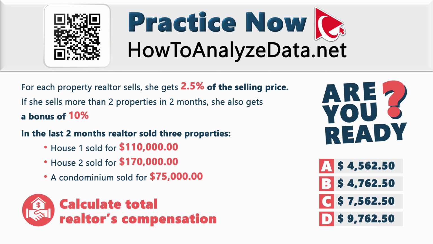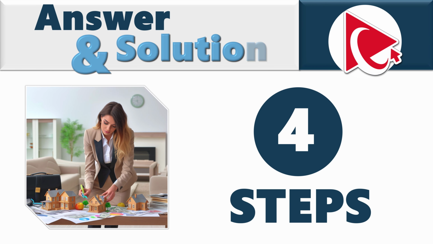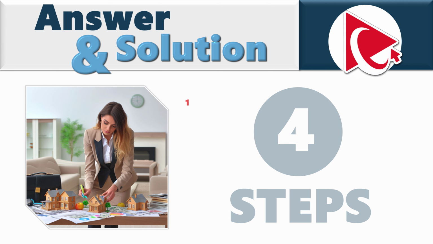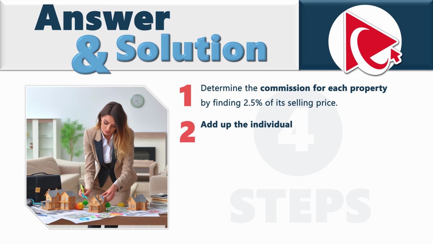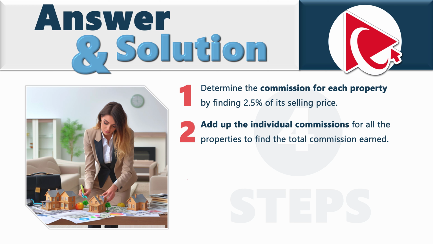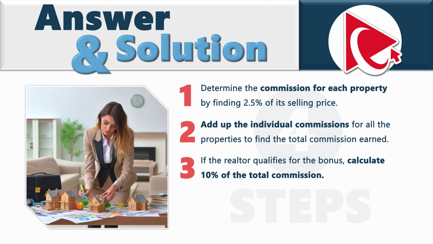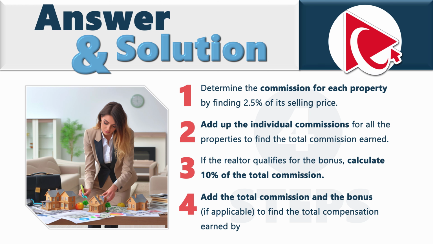Are you ready? Let's look at 4 steps that will lead us to the final solution. In step number 1, we're going to determine the commission for each property by finding 2.5% of the selling price. In step 2, we'll add up individual commissions for all the properties to find the total commissions earned. In step 3, we will determine if realtor qualifies for the bonus and we'll calculate 10% of total commission. And finally, in step 4, we'll add up commissions and the bonus, if applicable, and we'll calculate the total compensation.